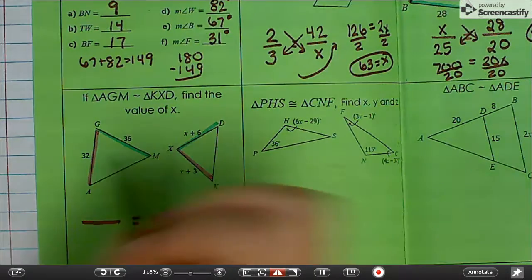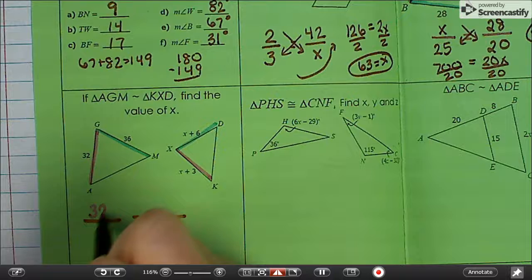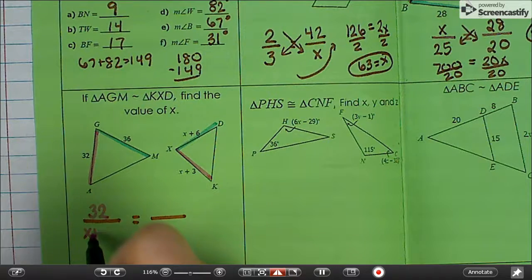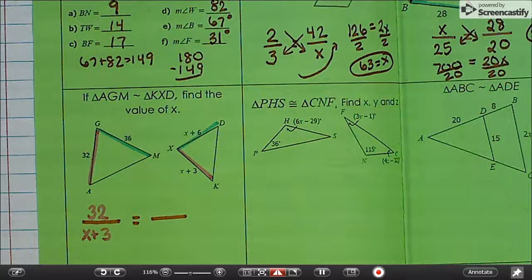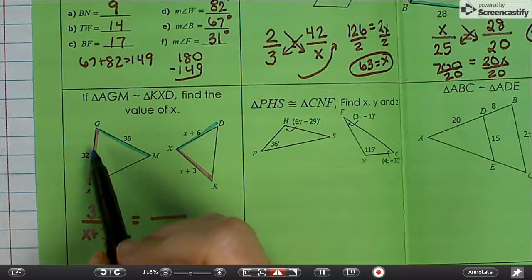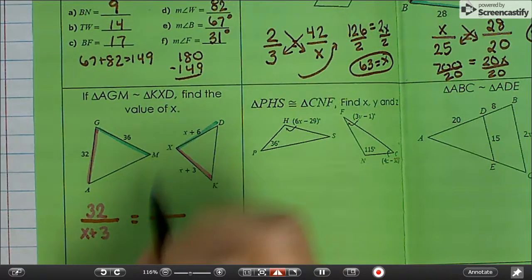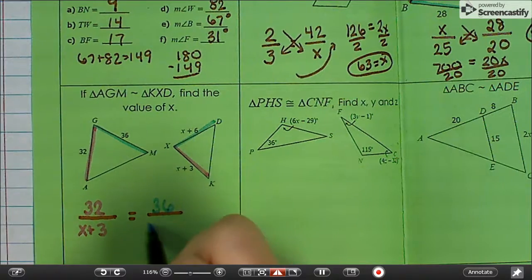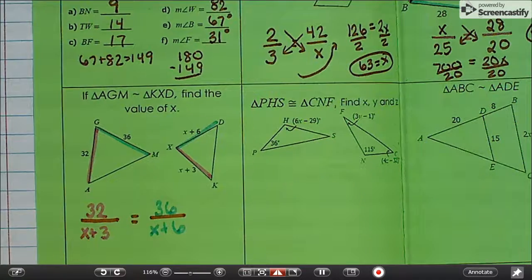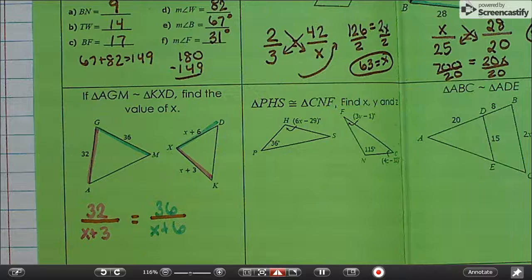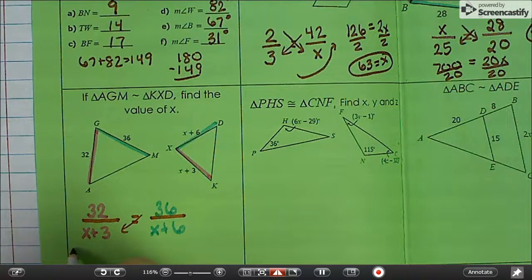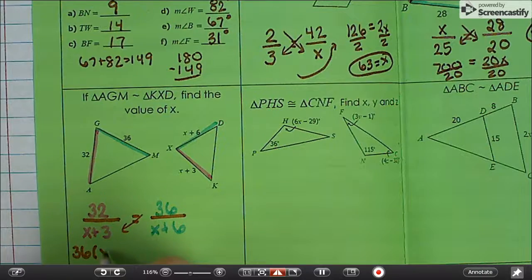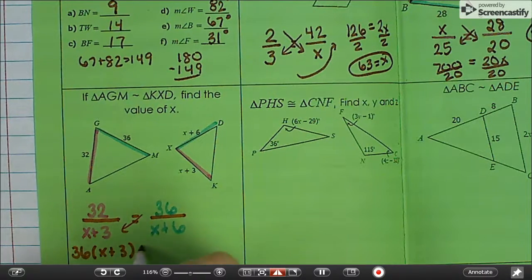All right, so I'm going to set up a proportion, 32 over x plus 3. Those are corresponding sides. Equals, since I used the bigger triangle on top, I'm going to continue with the bigger triangle on top. 36 over x plus 6. Corresponding parts. And then we're going to cross multiply. Remember 36 parentheses x plus 3, so you don't forget to distribute.